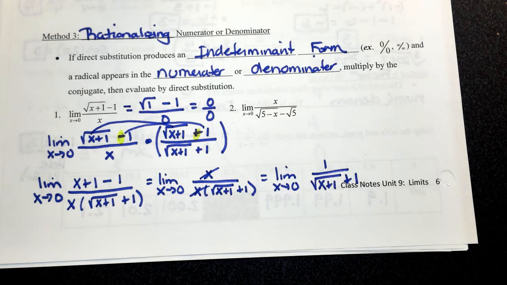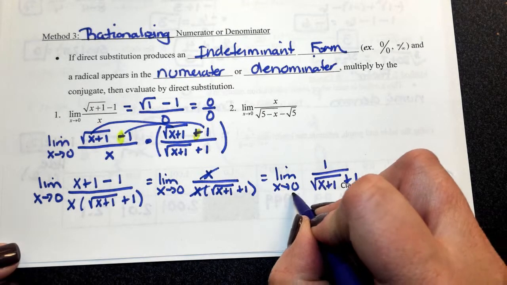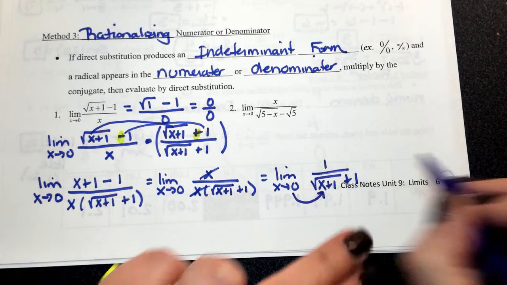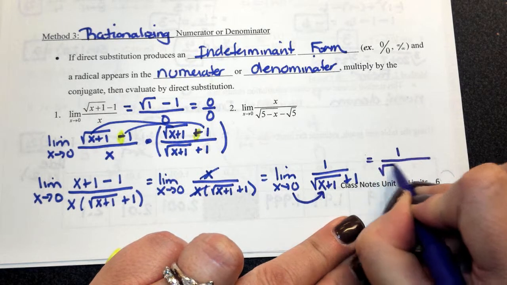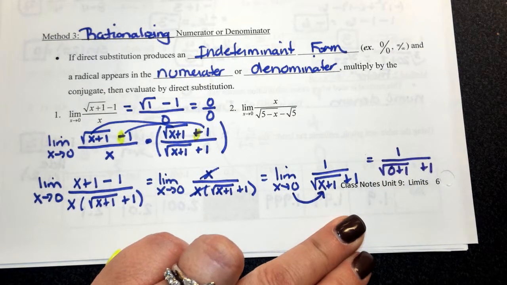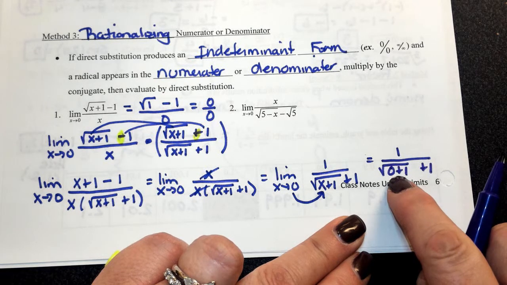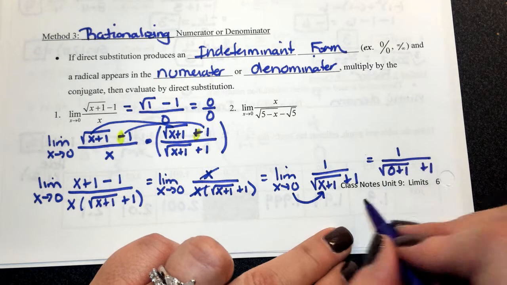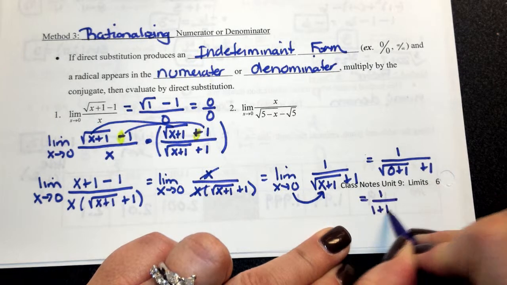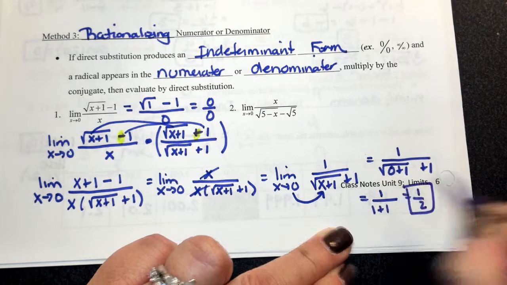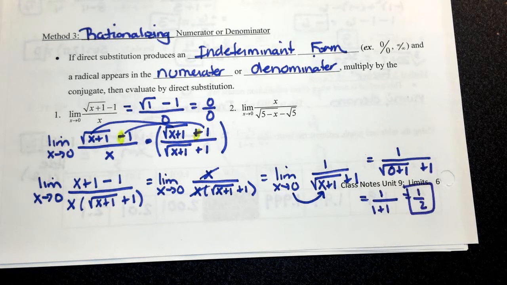Any questions on how I simplified that fraction? Now, try your direct substitution again. Plug in 0 for x. See if you get an answer out. So we have 1 over the square root of 0 plus 1 plus 1. Well, what's the square root of 1? 1. So I have 1 over 1 plus 1, which is 1/2. So there's your limit. Like I said, the conjugate is just flipping the sign that separates the radical and the other term in it. Any questions where I got the 1/2 from?